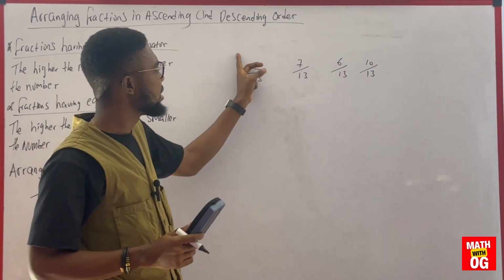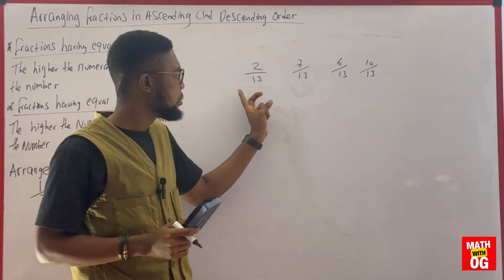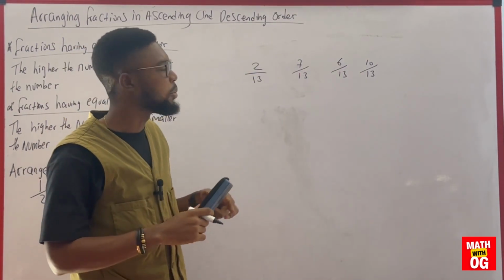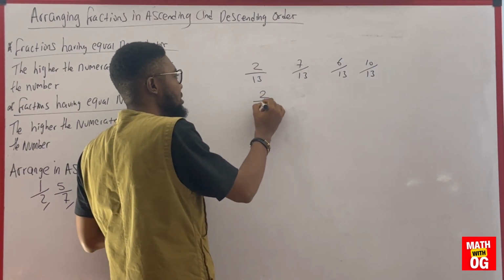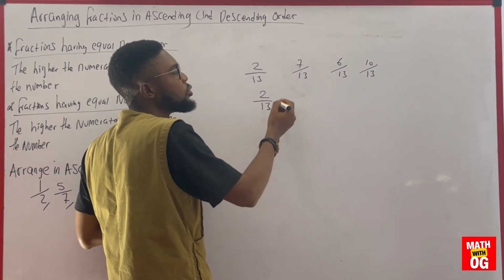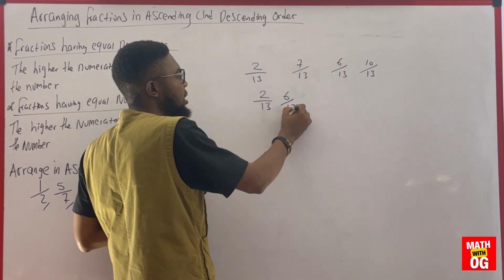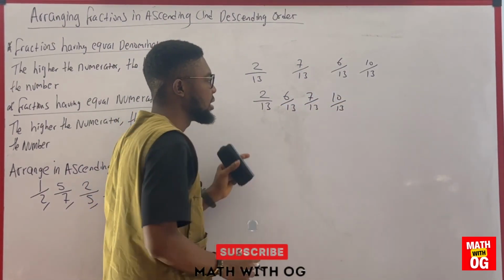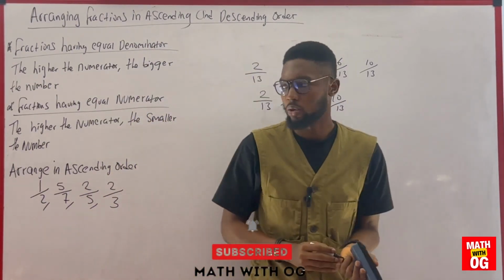Now in ascending order, this automatically becomes the smallest, because when the denominators are the same, the smaller numerator is the smaller number. So you will have 2 over 13. Then the next should be 6 over 13. Next is 7 over 13. And lastly, you have 10 over 13. That is for equal denominator.